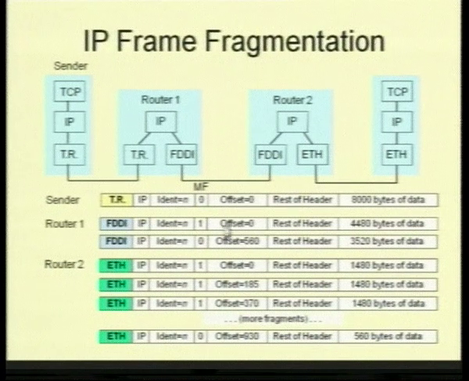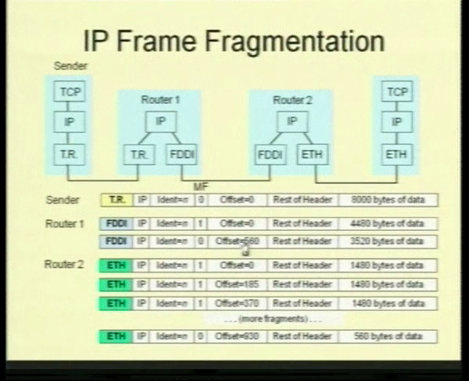Router 2, each of these now have to be further fragmented because this is running on an Ethernet network which can only carry 1480 bytes of data. So the 4480 bytes of data that I have, the first fragment is now further fragmented into one fragment of 1480, another fragment of 1480, another fragment of 1480, and then whatever is left over. So those will be the fragments of this first fragment.